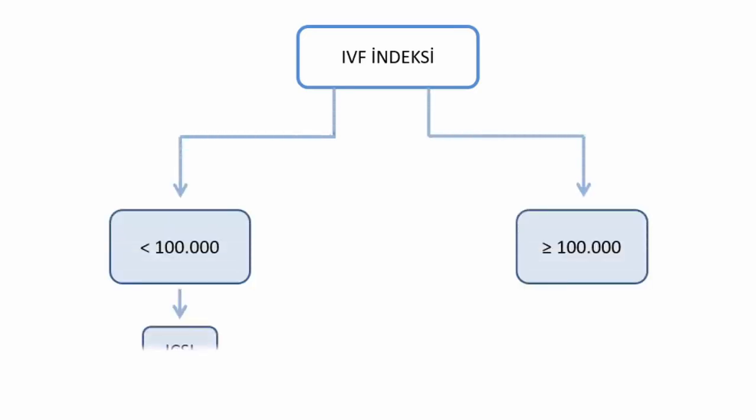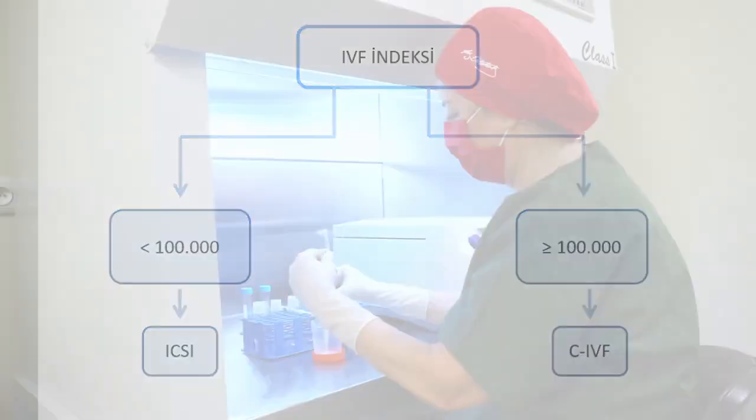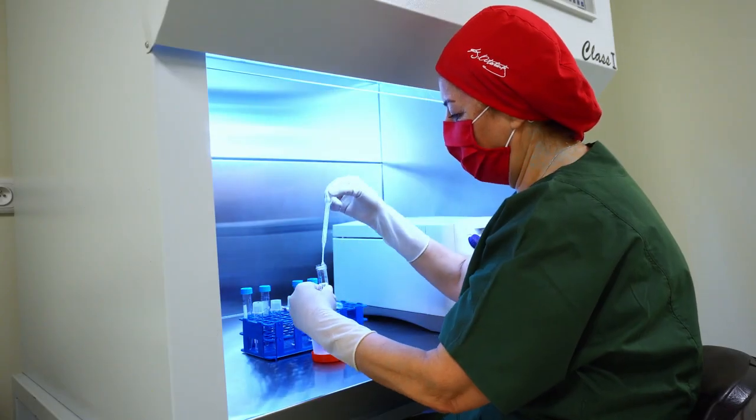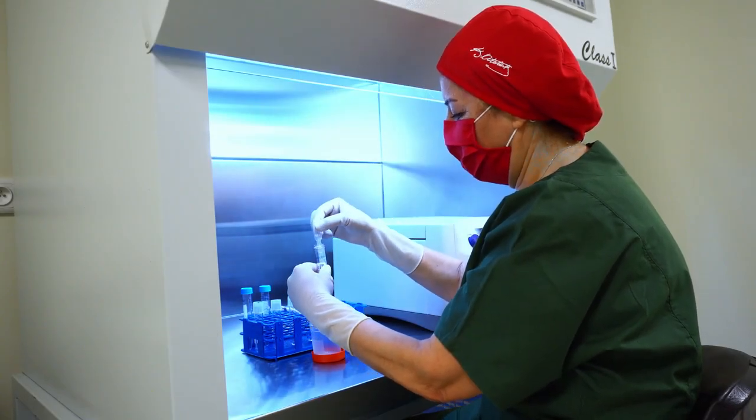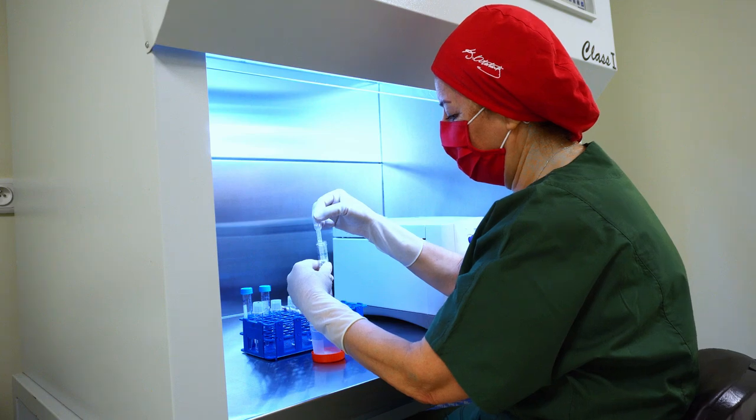Hence, we prefer CIVF for couples with an index value of greater than 1000. ICSI is the choice of insemination for patients with a history of fertilization failure, even if the semen index value is above the cutoff value.